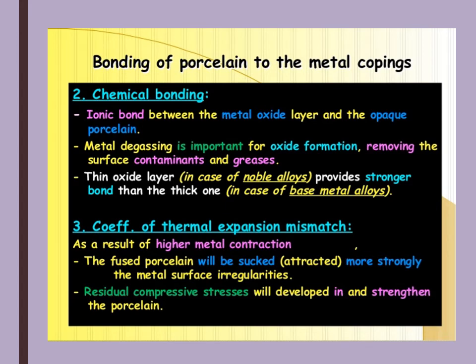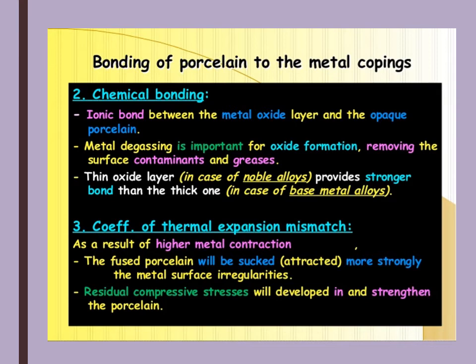The chemical bonding takes place by the metal oxide layer, which is due to the indium and tin present in the porcelain, and this basically happens because of the metal oxide layer and the opaque porcelain. So the first step for oxide formation is degassing. We studied degassing previously. The purpose of degassing is removing the surface contaminants and grease, because we want a smooth and clean surface for any kind of layer formation or any kind of bonding.